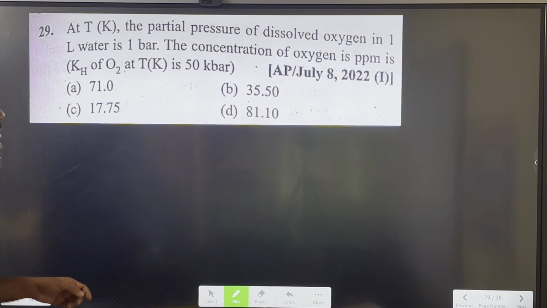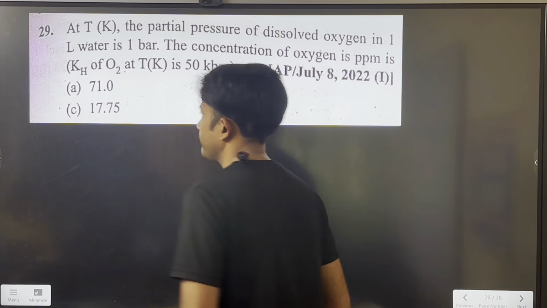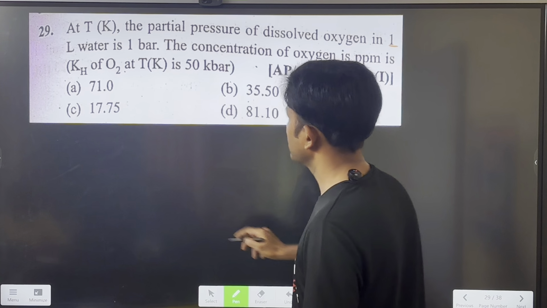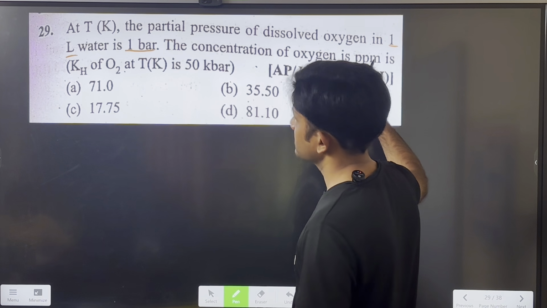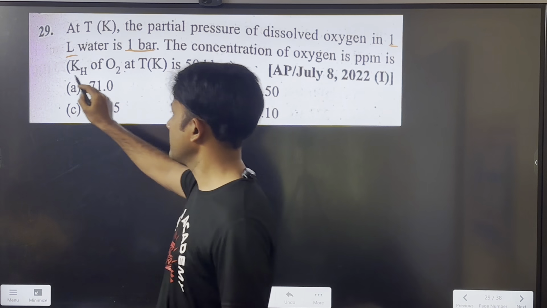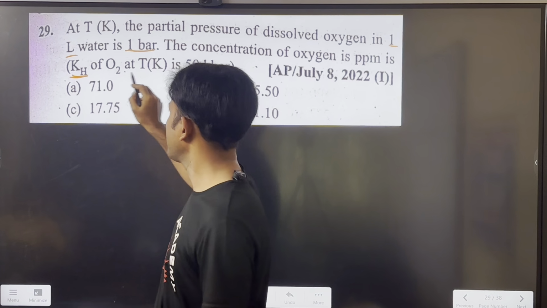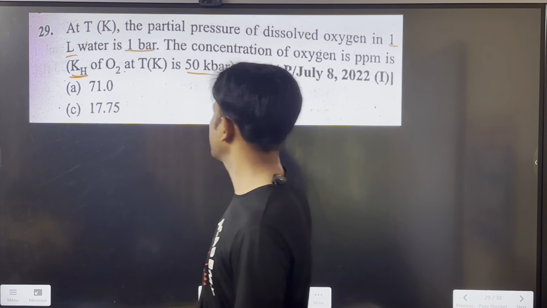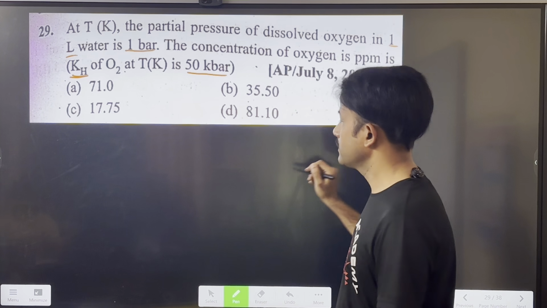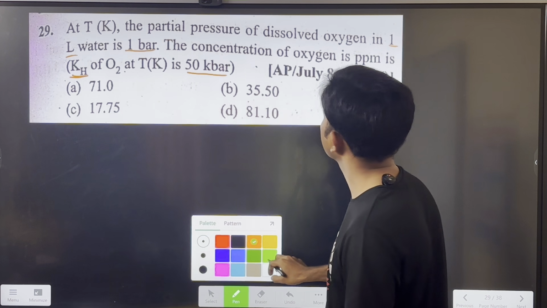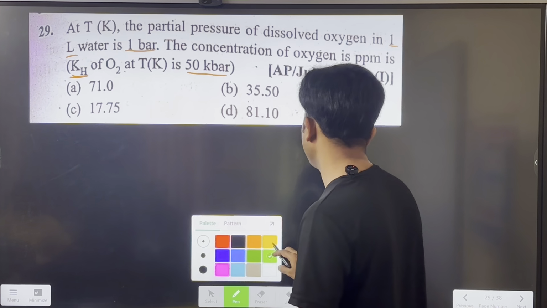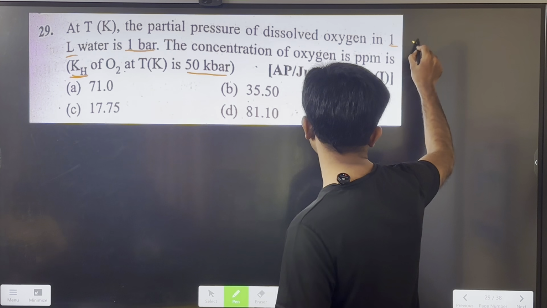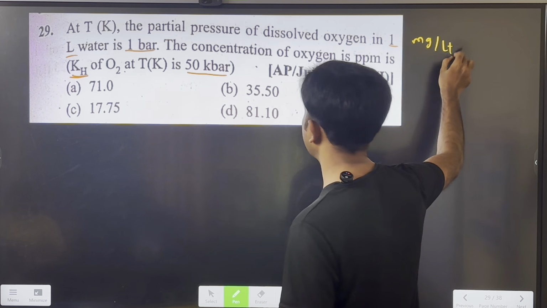At T Kelvin, the partial pressure of dissolved oxygen in 1 liter of water is 1 bar. We need to find the concentration of oxygen in ppm. They gave that Henry's constant kh of oxygen at T Kelvin is 50 kilobar, right? So we need to find the concentration of oxygen in ppm, meaning milligrams per liter. Ppm means you have to find the oxygen concentration in milligram per liter.